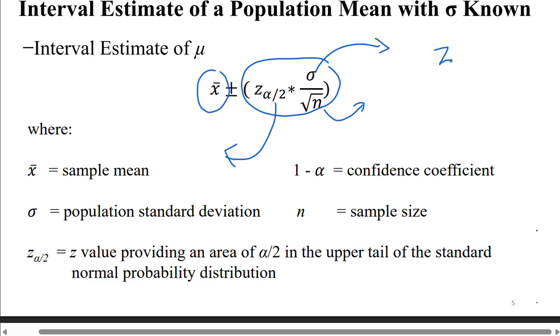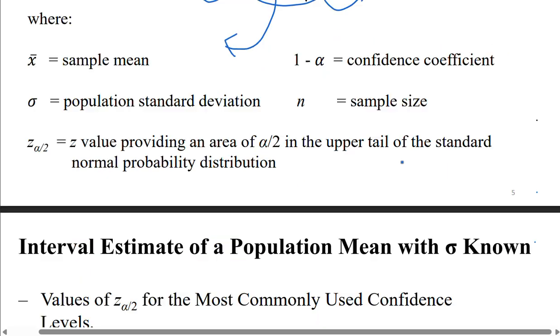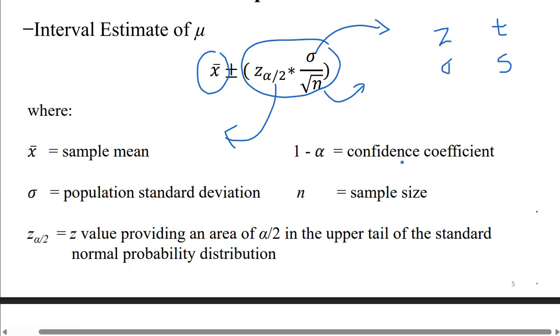And so with the Z distribution, we know the population standard deviation, and we will estimate our population average using the population standard deviation. In the case of a T distribution, we do not know the population standard deviation, and therefore our estimate of the population average will be dependent on the sample standard deviation. Okay, so let's look at how we can find these values.